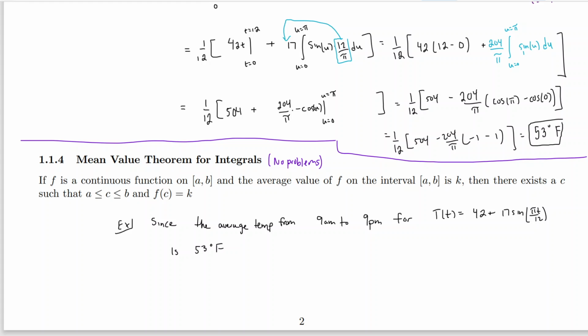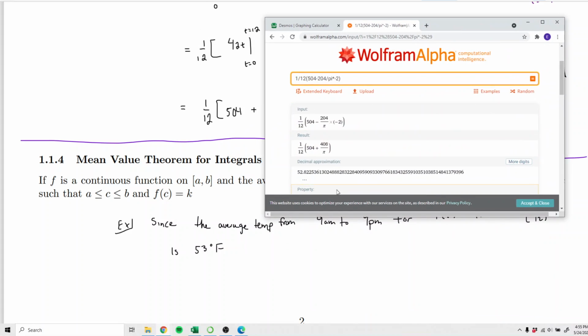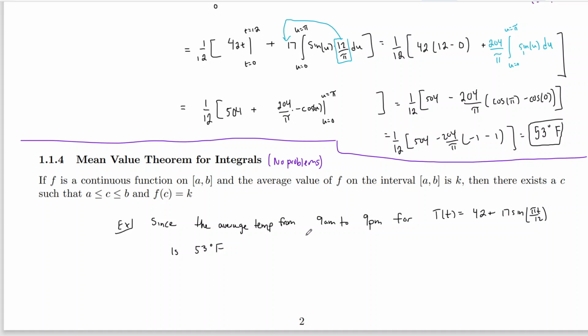It was rounded, but the intention of this problem is that it would have to be exactly this, but just pretend that I'm writing this decimal instead of this rounded number. What the mean value theorem says is that there is a time, there could be more than one, but there's at least one time between 9 a.m. and 9 p.m. when the temperature is 53 degrees Fahrenheit, should add in Fahrenheit there.